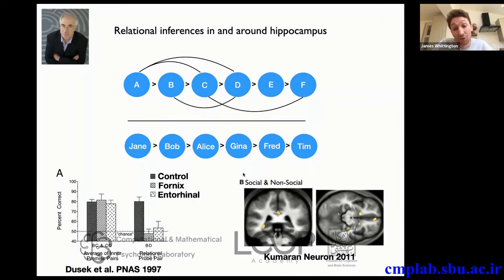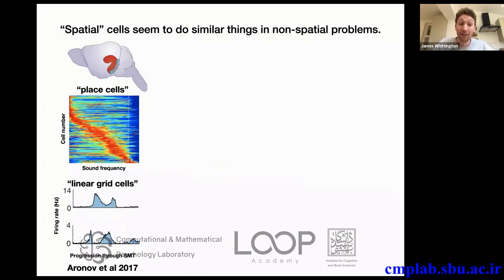There's also been other studies done on social relationships and social hierarchies, which in fMRI studies have been shown to activate areas of the hippocampal formation. Okay, so I just described some spatial cells and other bits of the hippocampal formation that seem to do relational inferences. Also, a real curiosity is that very recently it's been discovered that those spatial cells I described, the place cells that cared about space, seem to also care about non-spatial problems.